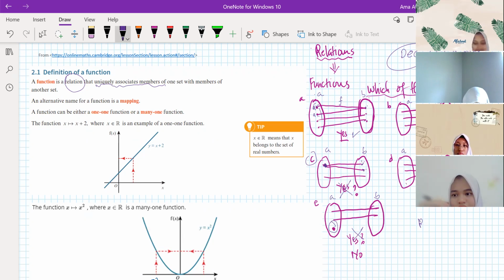But for this one, it is a different story. Look at this. Number D and number E have a different story. Likewise, number A and number C also have a different story. You see, the diagram is different, so the meaning is also different.